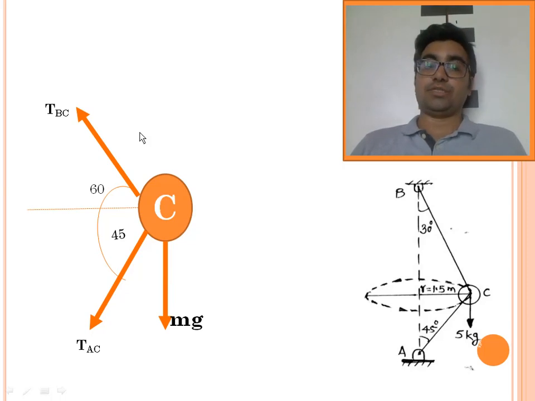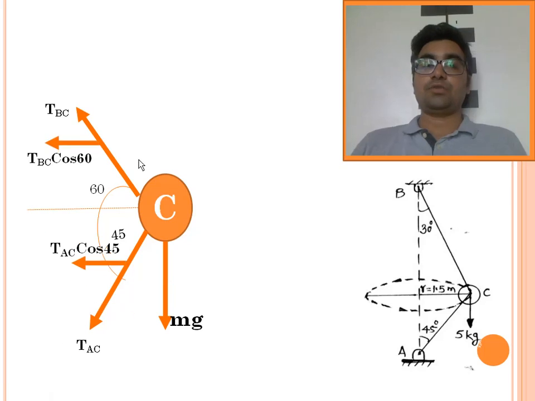Let's resolve these forces. So first I am going to resolve both the forces for their horizontal component of forces. So I have drawn the horizontal component of these two forces, and you all can see that this TBC cos 60 and TAC cos 45 are acting in the same direction, and if I want to tell you about this in the term of circular path, they are acting in the radially inward direction. So my dear friend, TBC cos 60 and TAC cos 45 is acting radially inward towards the center of the circular path.